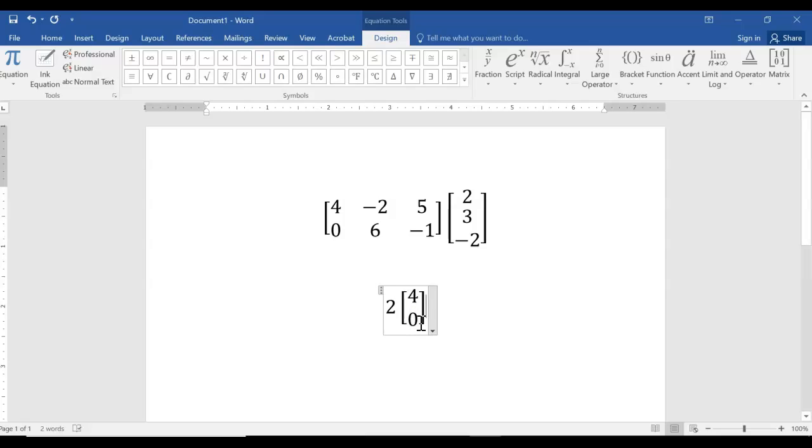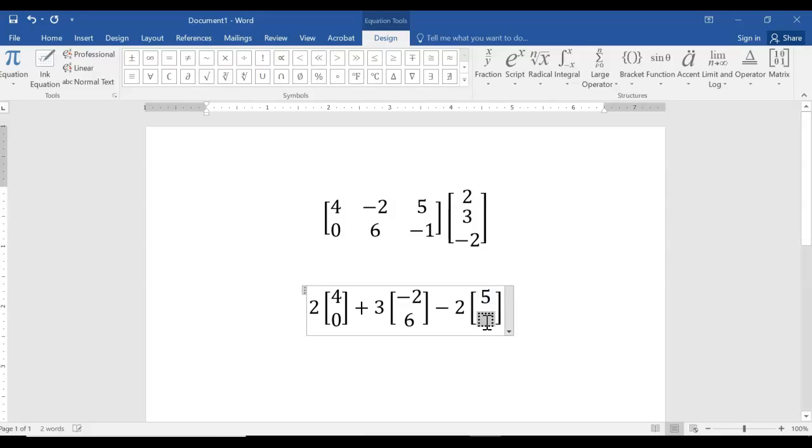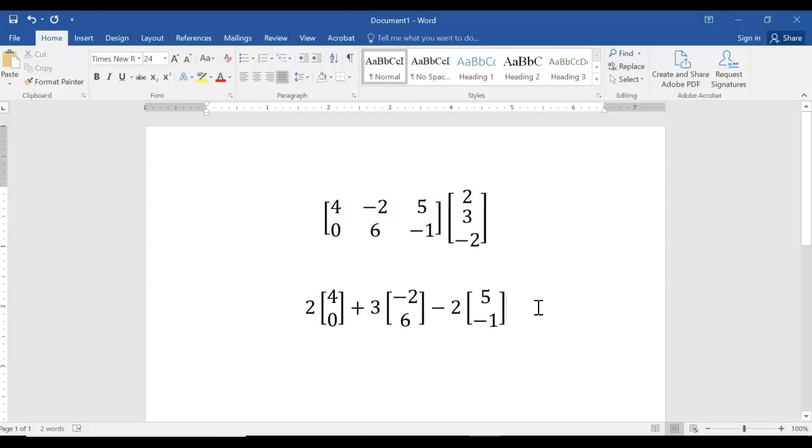If you want to do this in Microsoft Word, you can do it. Plus 3 times the vector negative 2, 6. It takes longer to type out than it does to write. So negative 2, 6. And then plus negative 2, we'll call that minus 2, multiplied times the vector 5, negative 1. Okay, and whatever the resulting vector is, that is our result of taking the matrix multiplied times this vector.